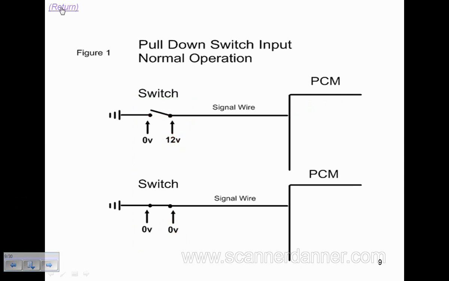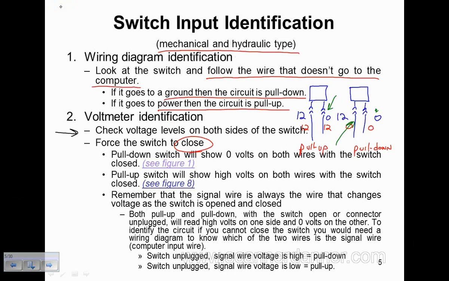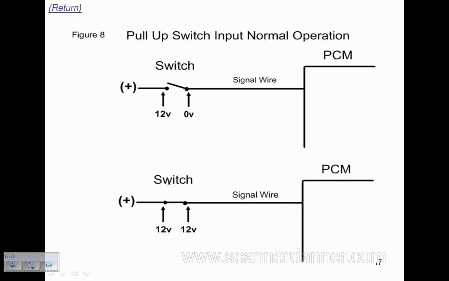I'm going back. Page 5, you guys can just go to the next page. Pull up switch will show high volts on both wires with the switch closed. Let's go to figure 8. Pull up design input, normal operation. This is what the circuit looks like. And again, on the car, let's say that all you're going to see is this much info. And you see with the switch closed, that's truly what identifies it.